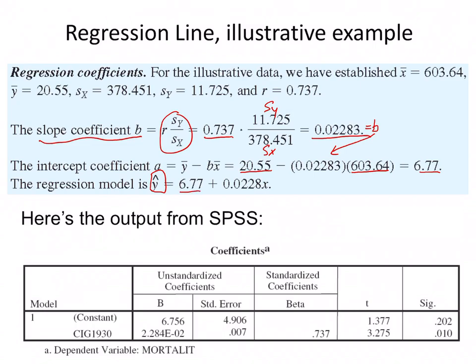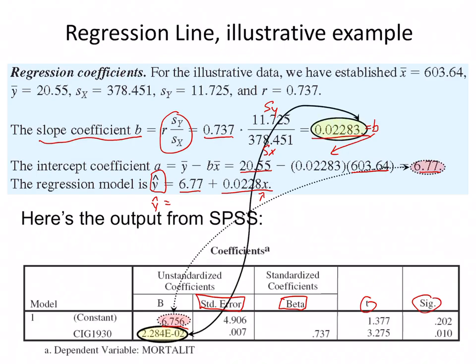Now to find where it fits in the regression model of y hat, you take 6.77 plus 0.0228 and multiply that by your x. You find your x point, and once you plug in a value for x, it'll predict where it's going to land for your y hat. Remember, x, y with our graph here. Okay, so here's the output from SPSS. Here's your b, and it gives you your standard error, then the beta coefficient, your t, and the significance of your t value. Shown here.